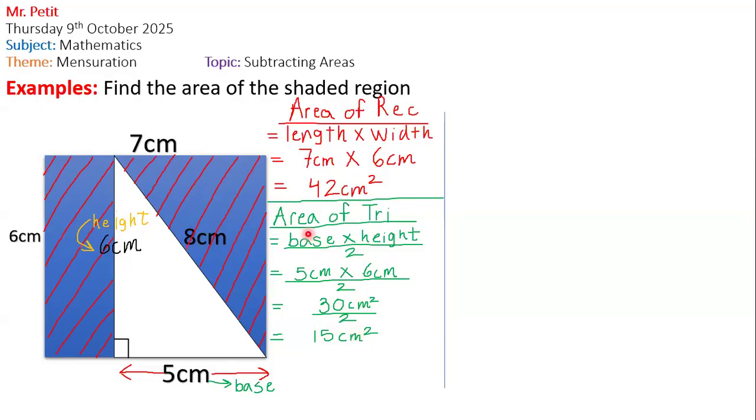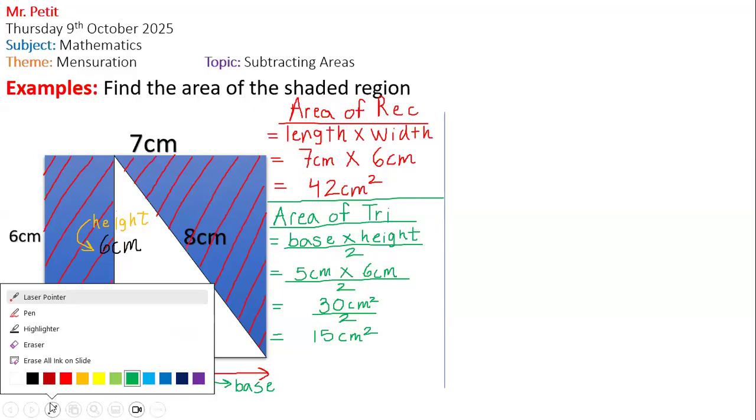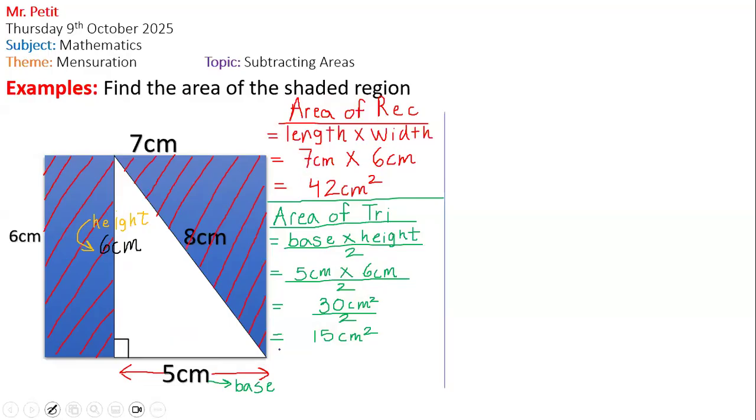Now, we haven't found the area of the shaded region. How are we going to find the area of the shaded region now? What are we going to do? Say it again. We're gonna subtract 42 from 15. Very good. We're going to subtract the two areas.